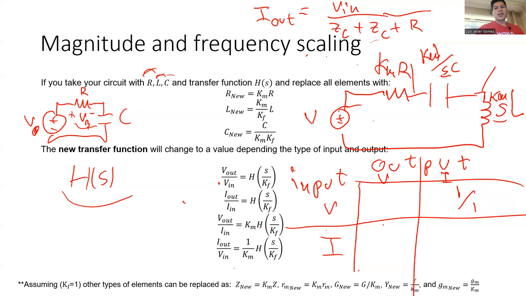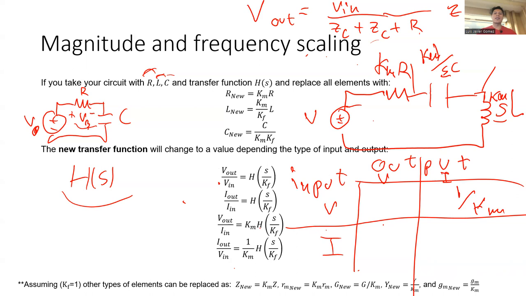Now if I want to find a voltage of any of these, either VC or VL or VR, what happens when I multiply all components by 3? Does it change the voltage out? So let's say the output is the voltage. If I'm looking at the voltage across the resistor, it would be R times this current. So imagine I multiplied all of these by Km. Would it change the voltage out? Same thing for the inductor, same thing for the capacitor, VC and VL.